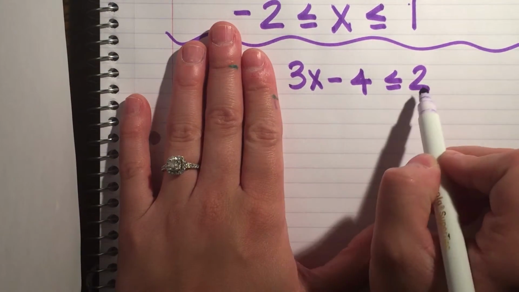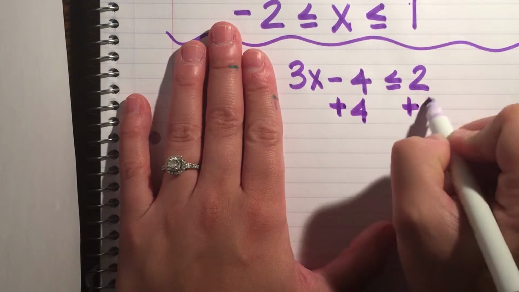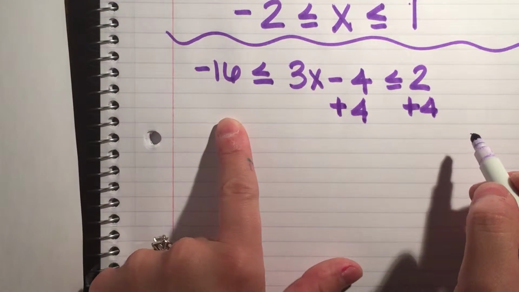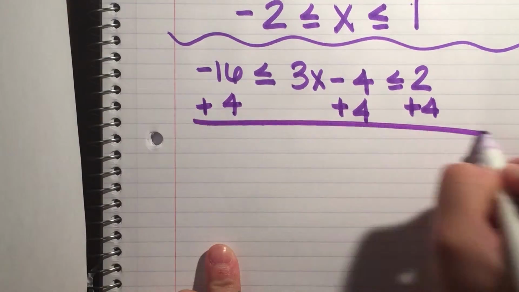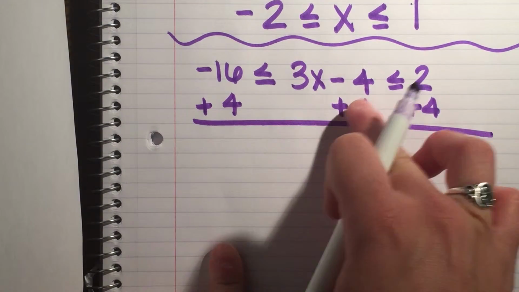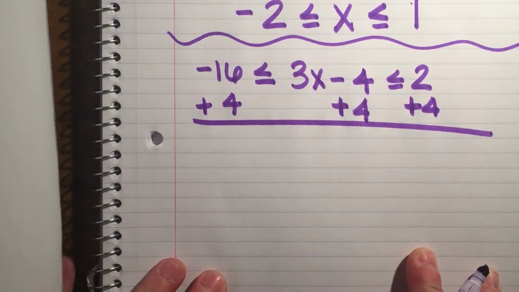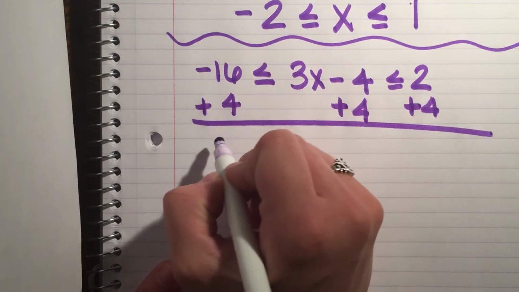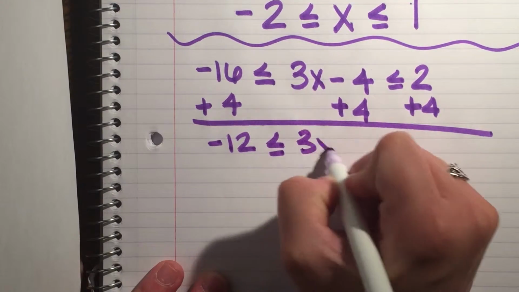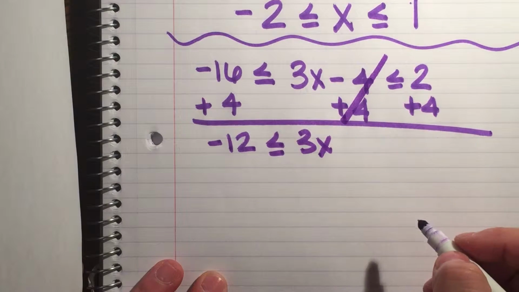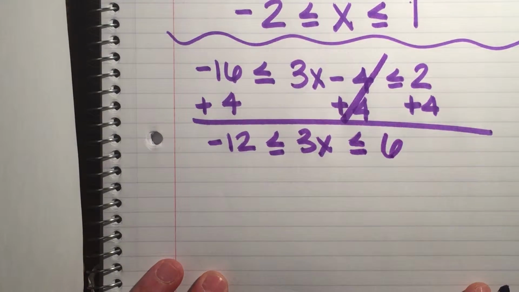If we were going to move the 4 over to the other side, we would use addition. But you don't want to forget that this guy's over here too. So let's do the same thing to him. Now, instead of doing it on just each side of this inequality, we have to do it on the third side as well. So -16 plus 4 is -12. This cancels out. And 2 plus 4 is 6.